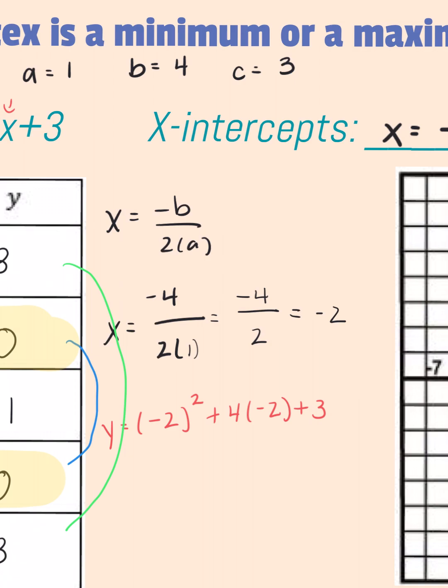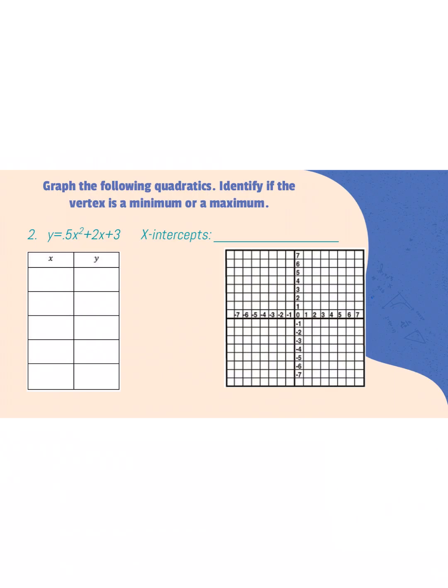Okay, so let's try that again. So we're going to do the same thing with this one. First, we're going to find our A, B, and our C. So I'm going to say A equals 0.5, B equals 2, and C equals 3. Okay, then I'm going to do x equals opposite B divided by 2 times my A value. So x equals opposite of B. So right now it's a positive 2, so it's going to be a negative 2. Divided by 2 is always there, and my A value is a 0.5.